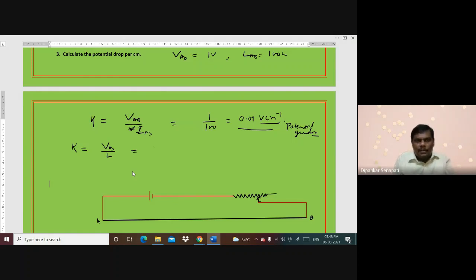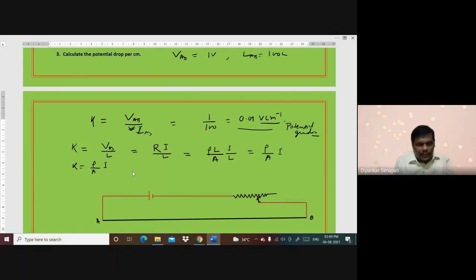VAB is simply equal to R into I by L. What is R? R we can write as rho L by A. So R into I by L, L cancels, and this comes to rho by A into I. Therefore, what we see is that K is equal to rho into I by A. This is the potential gradient.